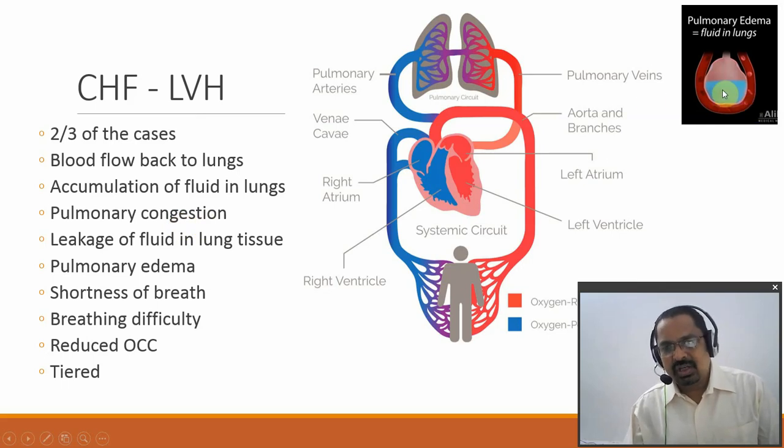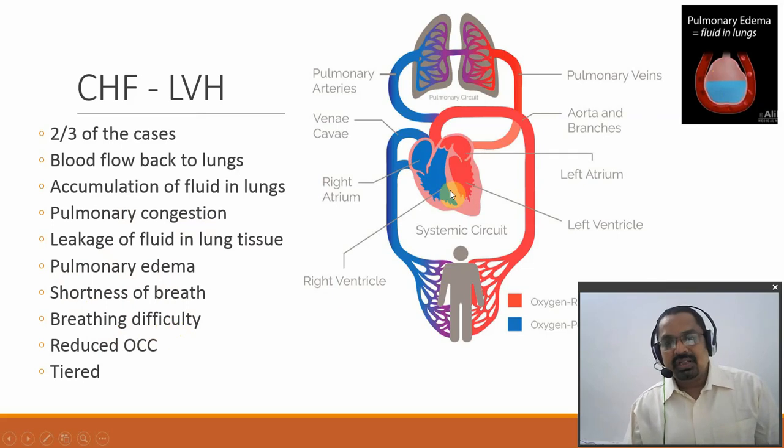So if there is an accumulation of fluid, the exchange of gas will not take place ultimately. So there is leakage of fluid inside, leading to the accumulation of fluid in the pulmonary region, which leads to pulmonary edema, shortening of breath, and difficulty in breathing.